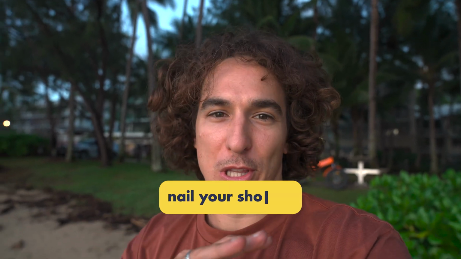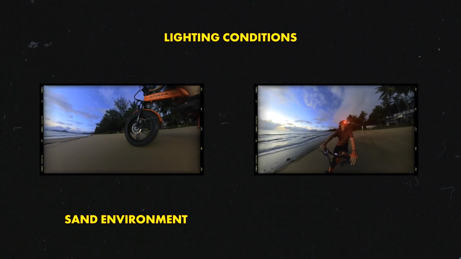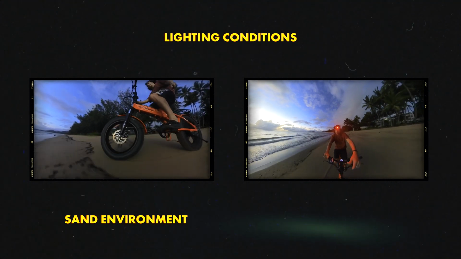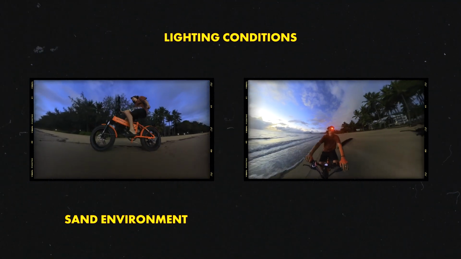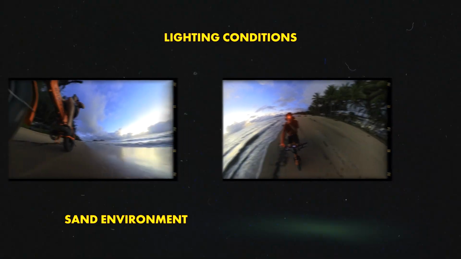The next part of this process is to make sure you nail your lighting conditions, nail your environment. Now this morning I wasn't sure whether I would get a nice low light sunrise, but that's exactly what I wanted. I wanted to try and highlight the lights of the bike or even just the head torch within a scenario to completely showcase something different.